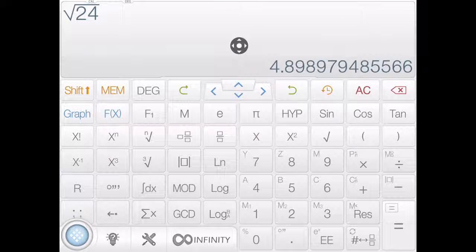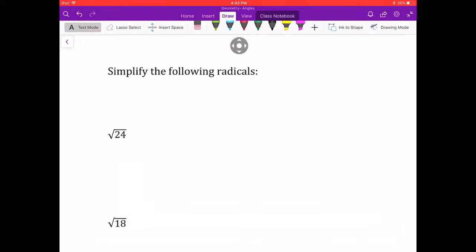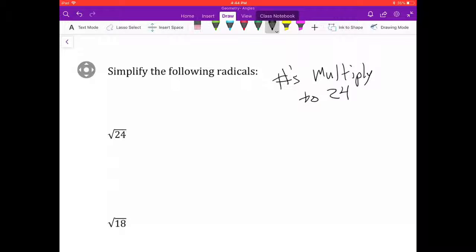Now the question would probably say something like, leave your answer in simplest radical form. That means that there can't be any decimals and that this needs to be written as a simplified version of a radical. So there's one way that we're going to focus on doing this, and it's to break down 24. So what we're going to do is list out numbers that multiply to 24. What are some numbers that multiply to 24? Try to think of the different factors of 24.